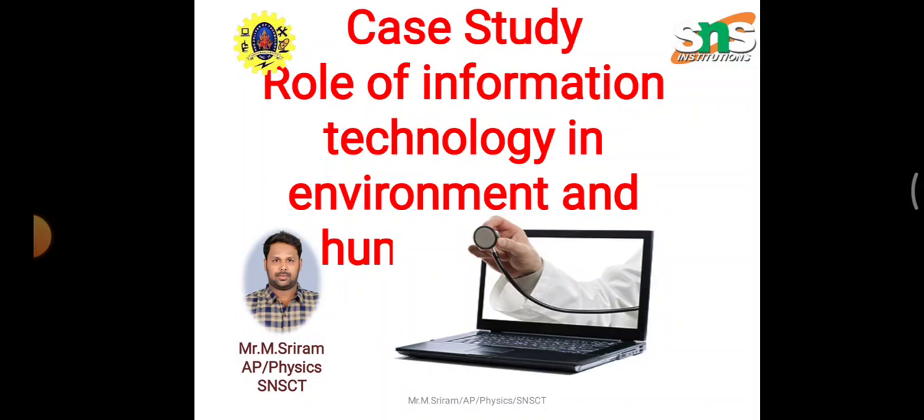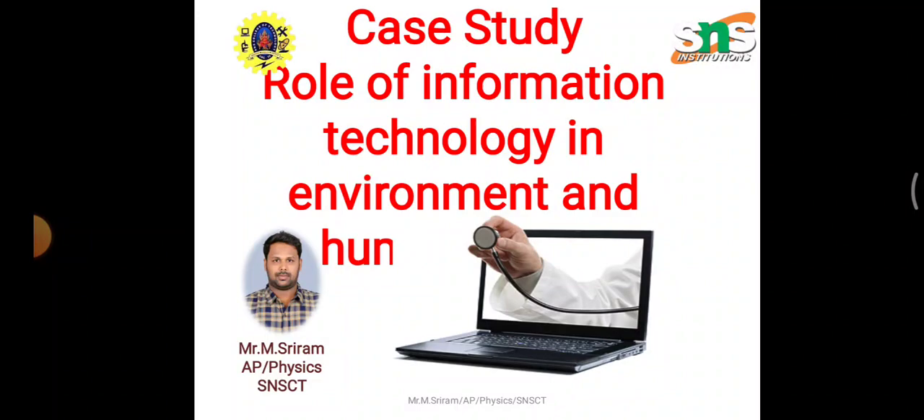Today we discuss a case study on the role of information technology in environment and human health. Information technology plays a vital role in the field of environmental education and human health. Information technology means the collection, processing, storage, and dissemination of information. A number of software have been developed to study the environment.